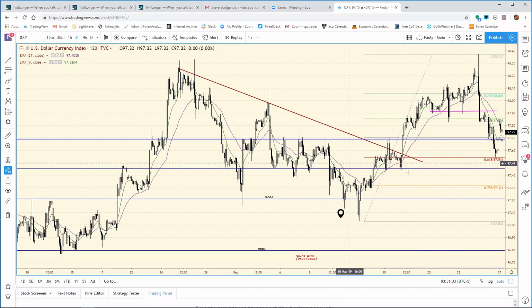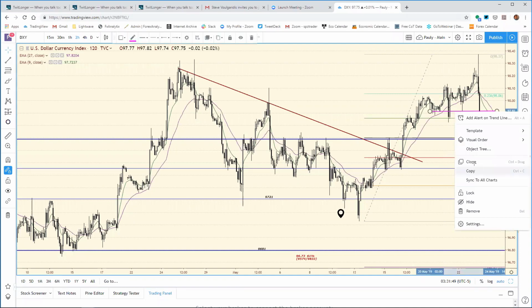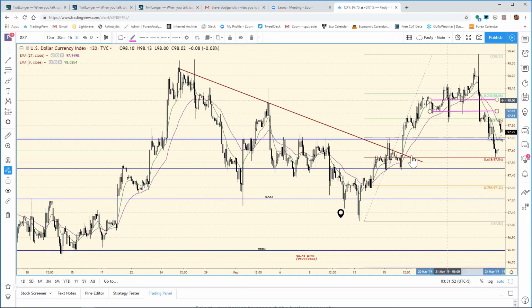There's going to be some support. We had this from last Friday. Let's just break that a little bit lower right there. Go with 97.39. $97.39.